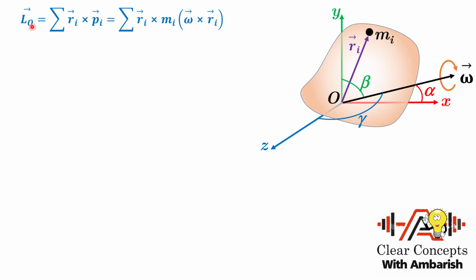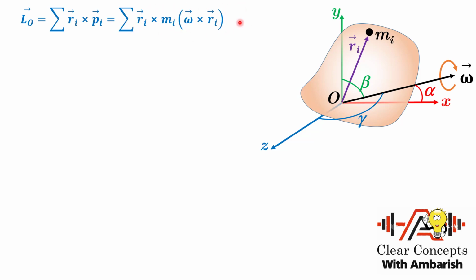That's what I've written. So this is the basic definition and summation over all the particles. All right. So now what I can do, you see here there is an ri and there's an mi. mi is a scalar, you can take it anywhere within this expression, and then ri cross omega cross ri becomes the vector triple product, okay.